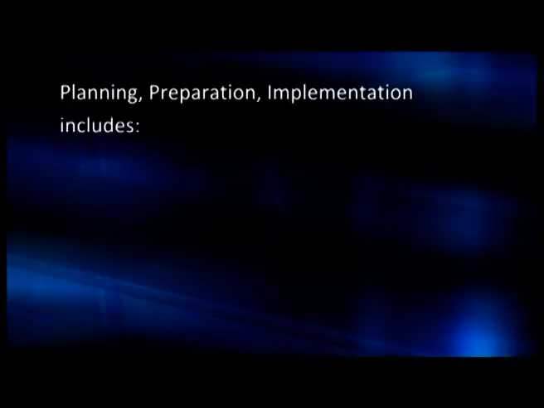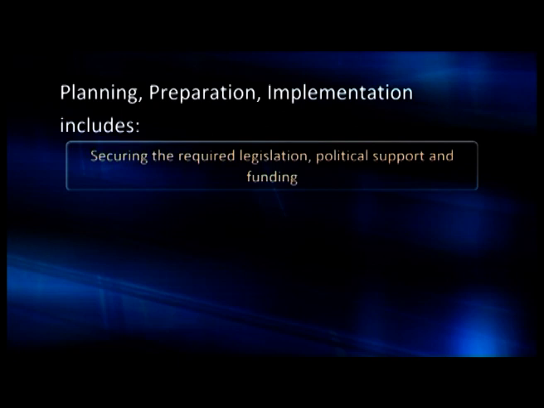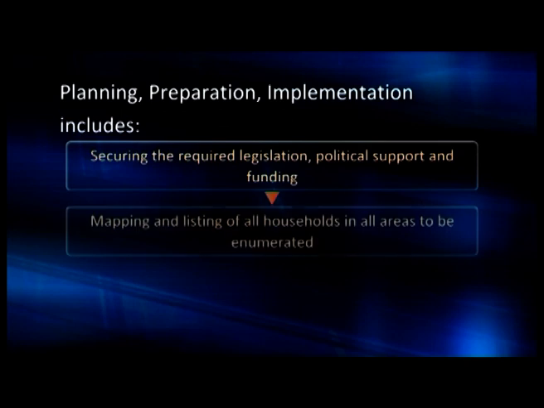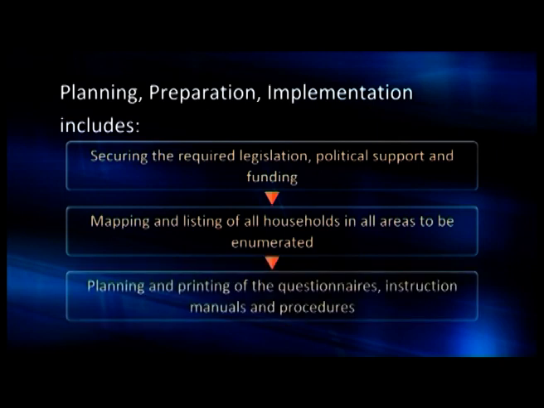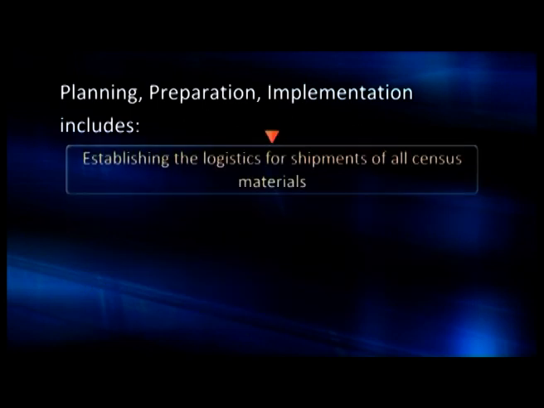The planning, preparation, and implementation, which includes a series of complex interrelated activities, may be broadly categorized as follows. A. Securing the required legislation, political support, and funding. B. Mapping and listing of all households in all areas to be enumerated. C. Planning and printing of the questionnaires, instruction manuals, and procedures. D. Establishing the logistics for shipments of all census materials.